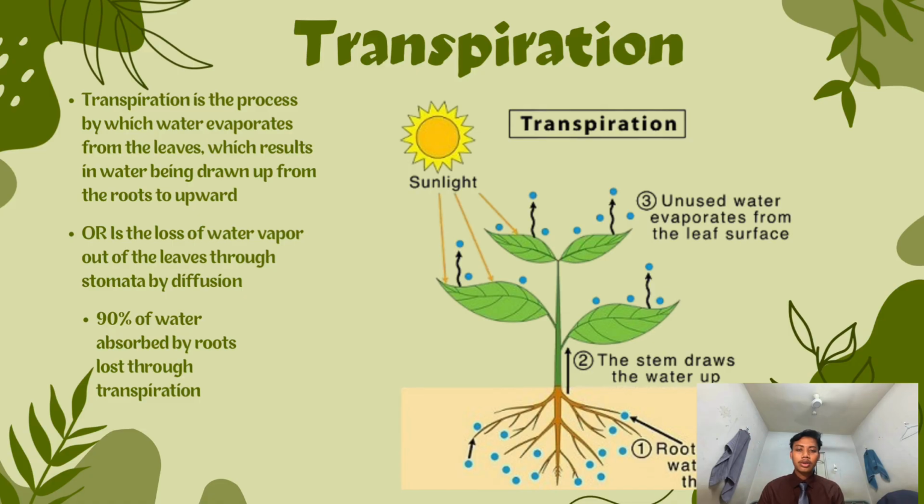Next, I will continue about transpiration. Transpiration is the process by which water evaporates from the leaf, which results in water being drawn up from the roots upward. It is the loss of water vapor out of the leaf through stomata by diffusion. And 90% of the water absorbed by roots is lost through transpiration.